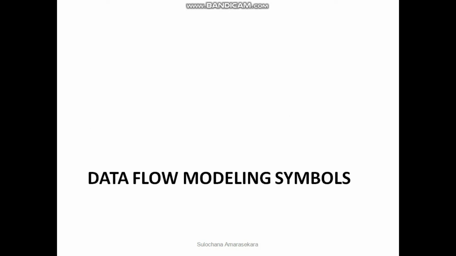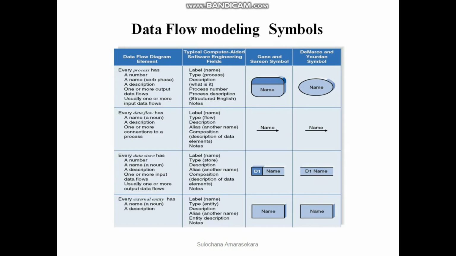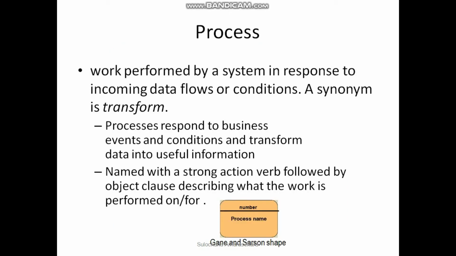First, consider the symbols which are used in data flow modeling. There are two types of symbols, the Gane and Sarson symbols and the DeMarco and Yourdon symbols. I am going to use the Gane and Sarson symbols for my lesson. Now I am going to explain these symbols one by one.